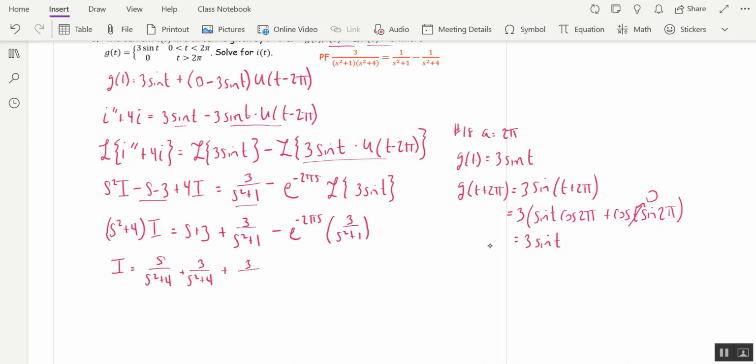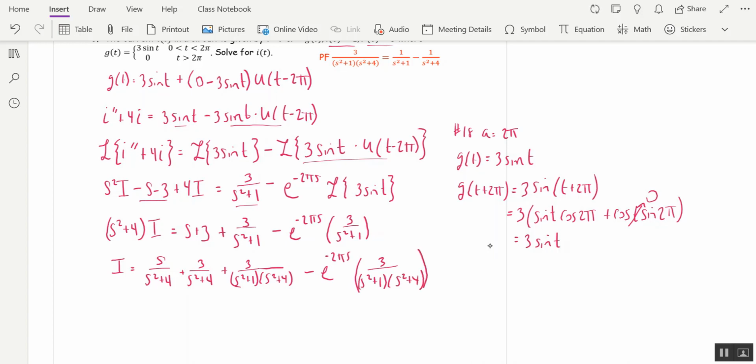Plus 3 over s squared plus 1 times s squared plus 4, minus e to the negative 2 pi s times 3 over s squared plus 1 times s squared plus 4.